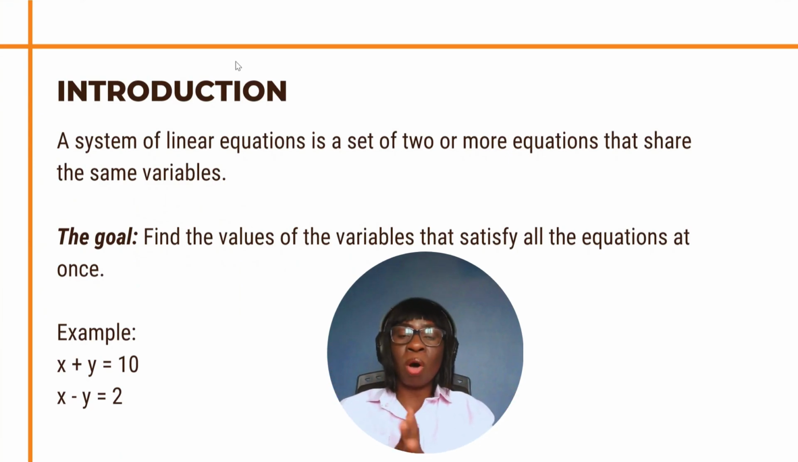And the goal of solving a system of linear equations is to find the values of the variables that satisfy all the equations. Look at this example now. This is a system of linear equations because it has two linear equations, x plus y equals 10 and x minus y equals 2. We will be solving both together, and you can see that both equations share the same variables.